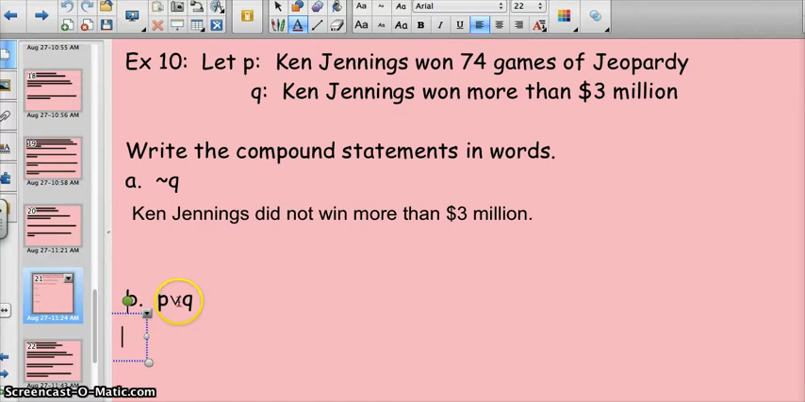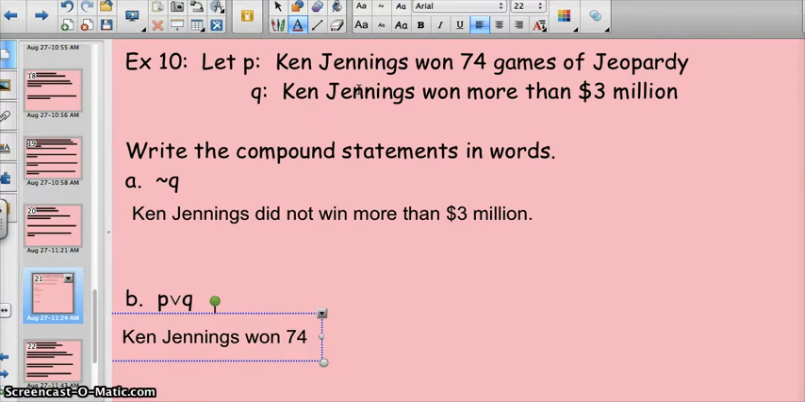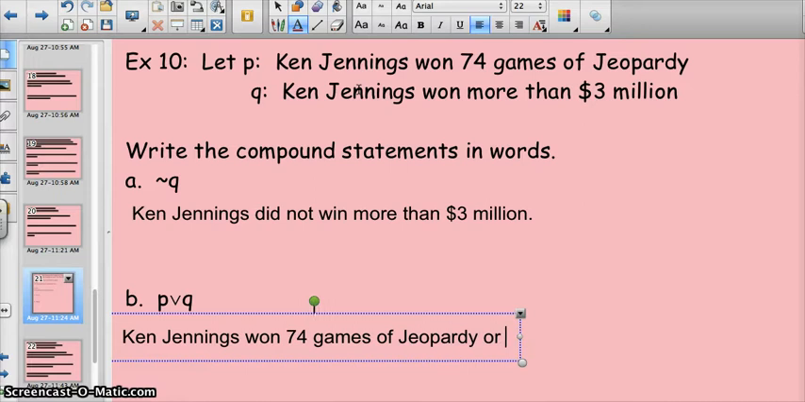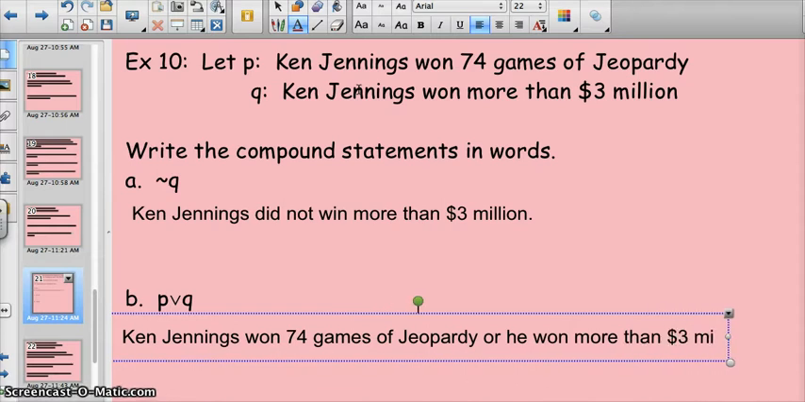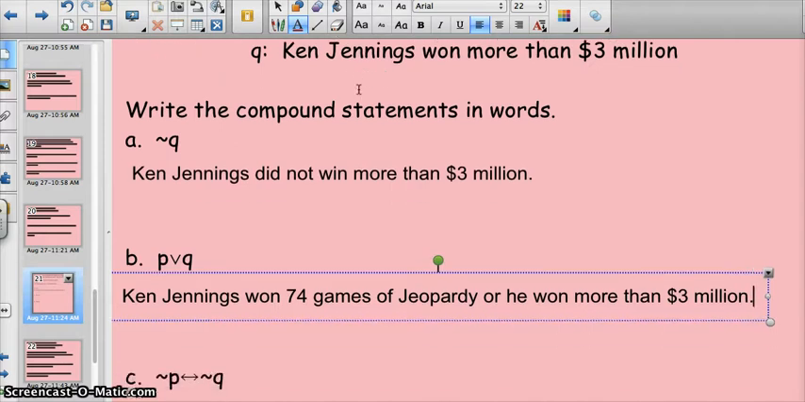Now, P, and that is an or right there, and then a Q. So we've got to put an or in between P and Q. So P is Ken Jennings won 74 games of Jeopardy. Next, we put in the disjunction, which is the or. I'm going to go with he. You're allowed to do this once you introduce him. Won more than $3 million. Still seems pretty easy, not too hard, right?